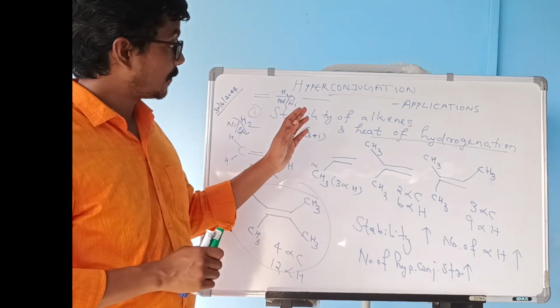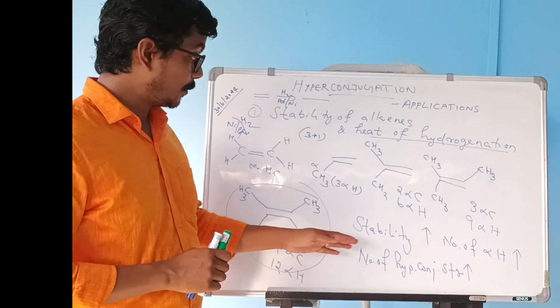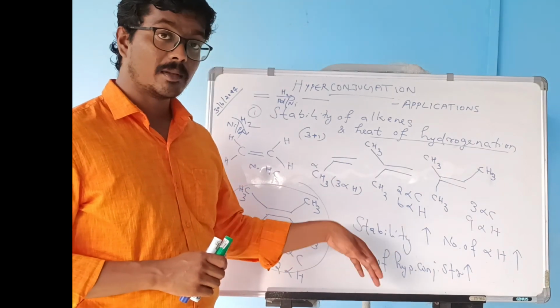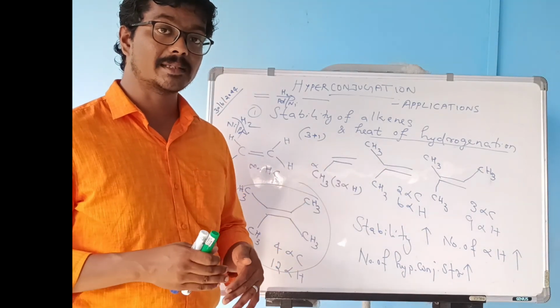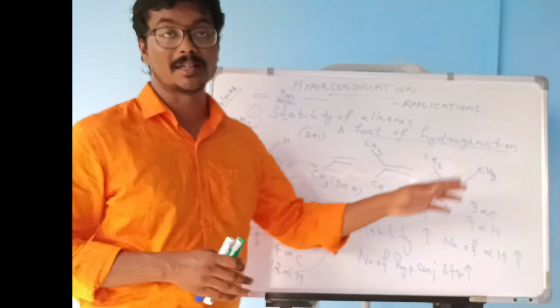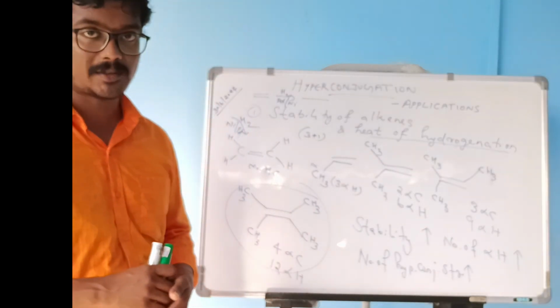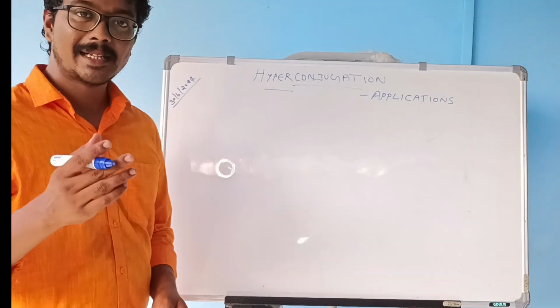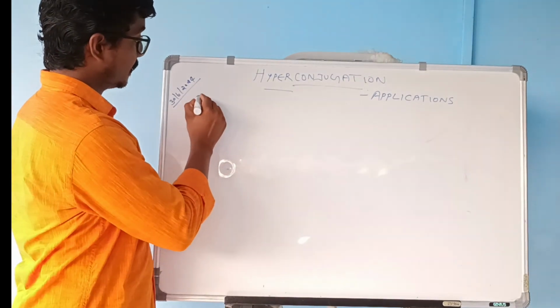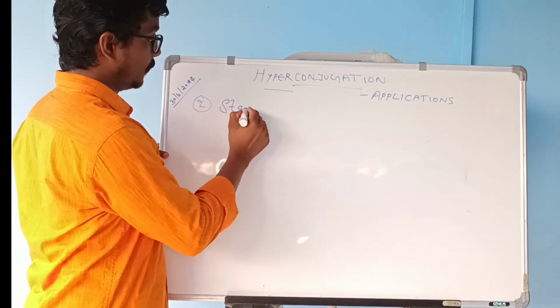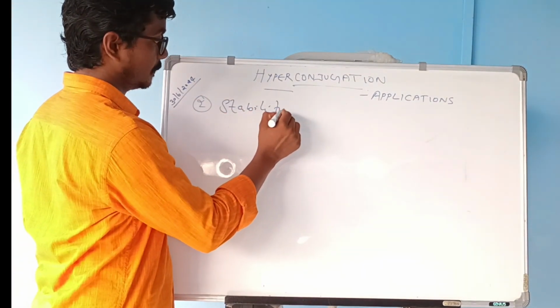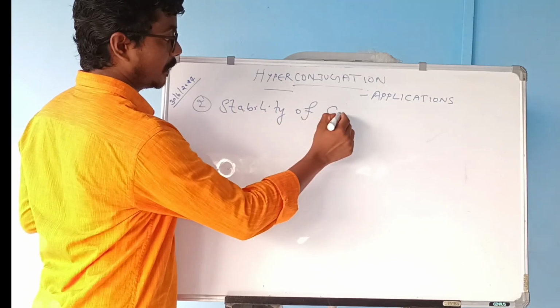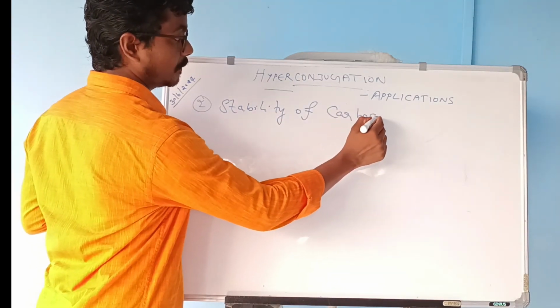So the more the hyperconjugation, the lower the heat of hydrogenation always. This is the first application. The second application is stability of carbocation.